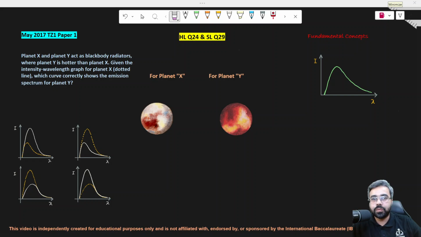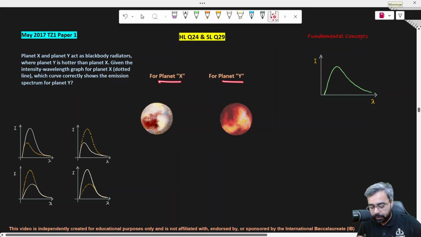Let's say there are two distant planets where life is 100% impossible, and while living here on Earth, I have to compare which one of them is hotter just by seeing it. This question is going to address this thing. So let's say these are the two planets, planet X and planet Y.